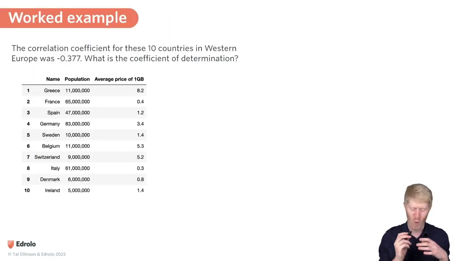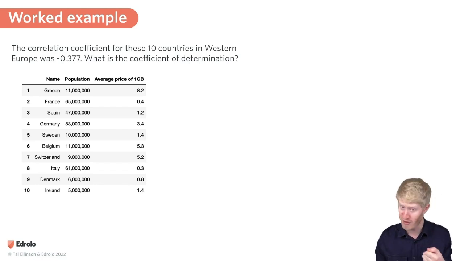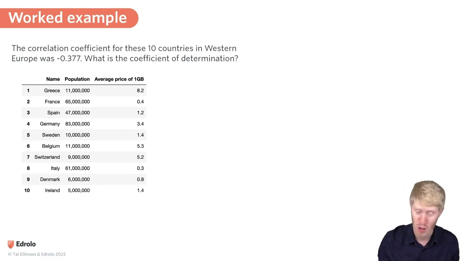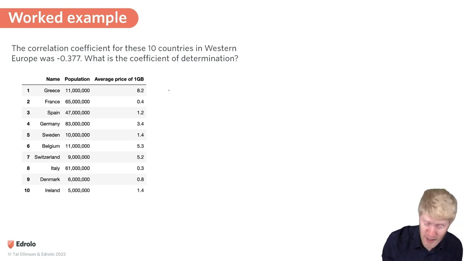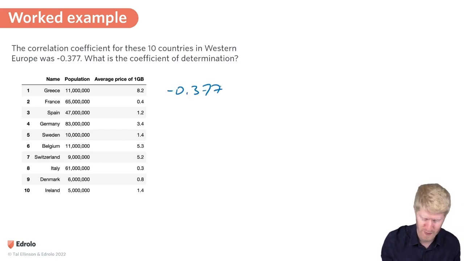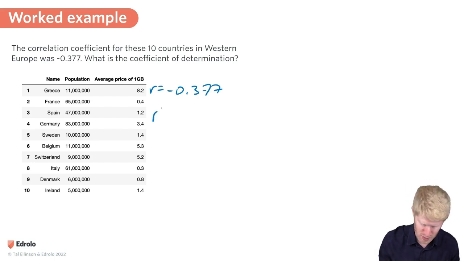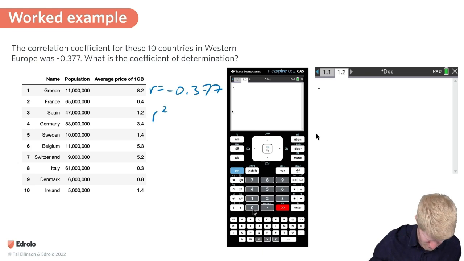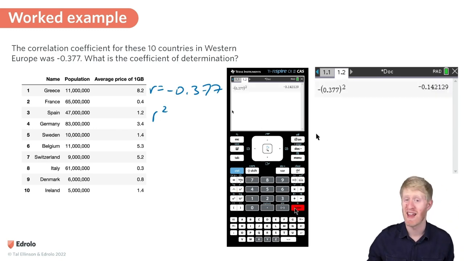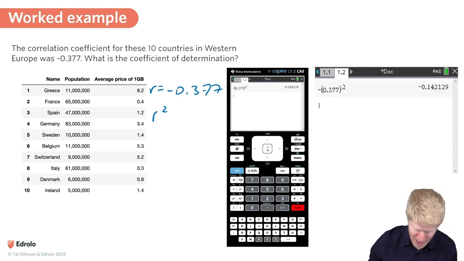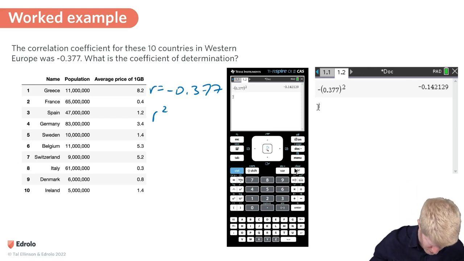All right, when we were looking at Western Europe, we found that the connection between population and the price of internet data had a correlation coefficient of negative 0.377. That is r. To find the coefficient of determination, we square negative 0.377 squared. Now that is going to be an error, because what did the calculator do? It first squared 0.377 and then it took the negative. But if you times two negative numbers together, you're going to get a positive. So how do we do this right?